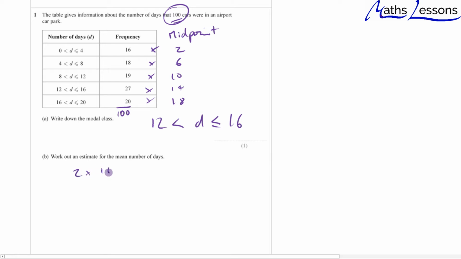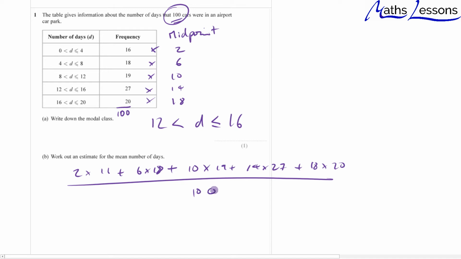So we do 2 times 16 plus 6 times 18, plus 10 times 19, plus 14 times 7, plus 18 times 20, and we're going to divide all of that by 100 to get our answer. So we grab our calculator and we add those all up. I'm not going to do that on calculator, I've done this already. So we've got 1068 is our total over 100, and that gives us an answer of 10 days. Now basically all these questions are exactly the same as that one.